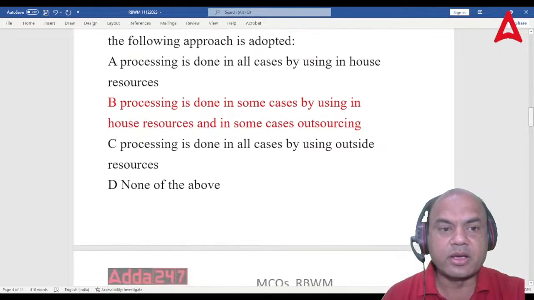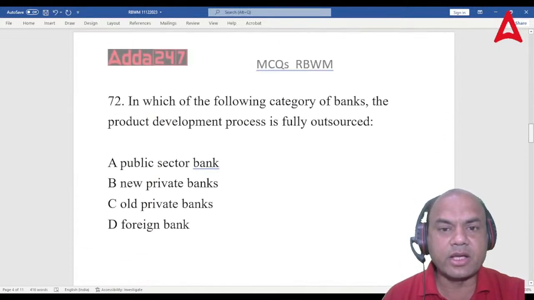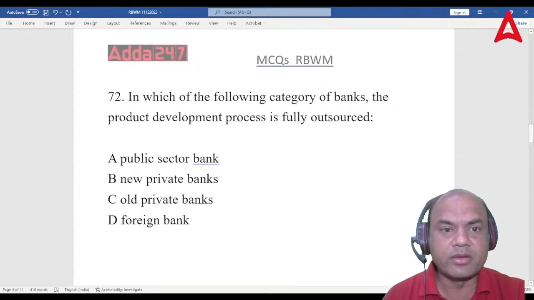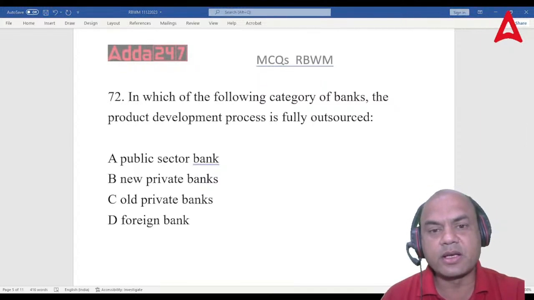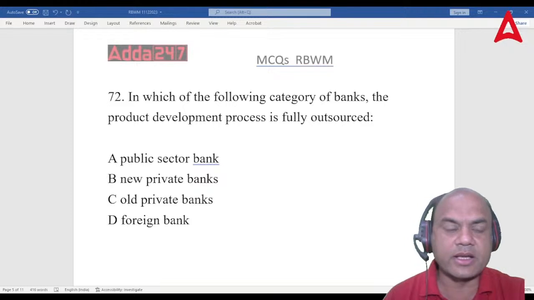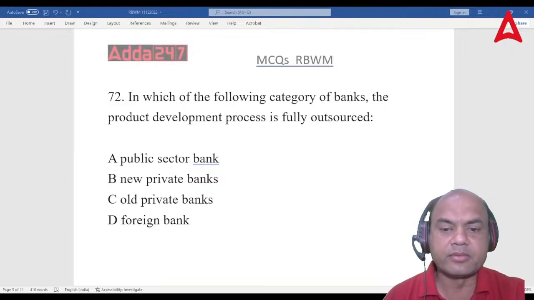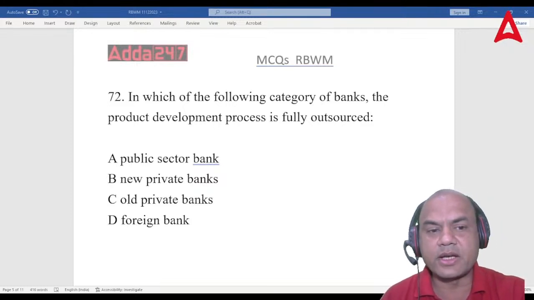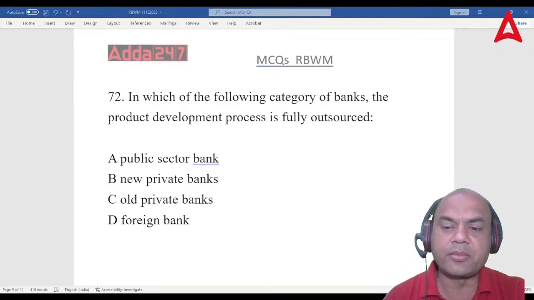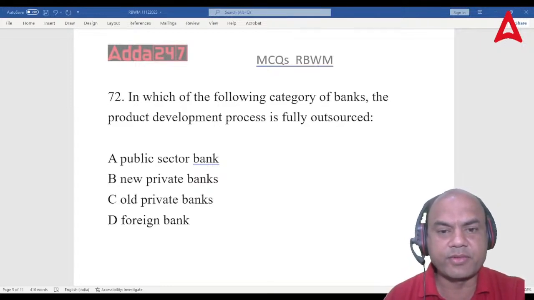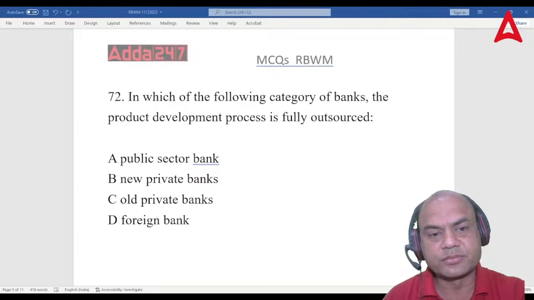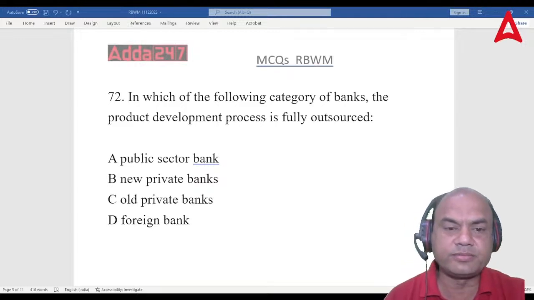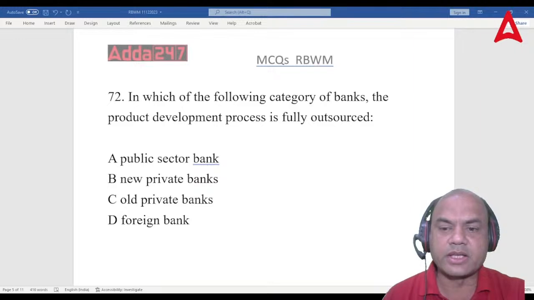Next one. Are you with me, everyone? Everyone okay with this? How's it going? Are you understanding it? Type yes in the comment section. Are you following it? Chalo, next one.